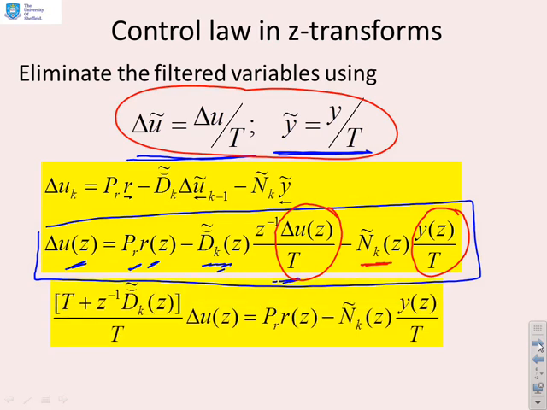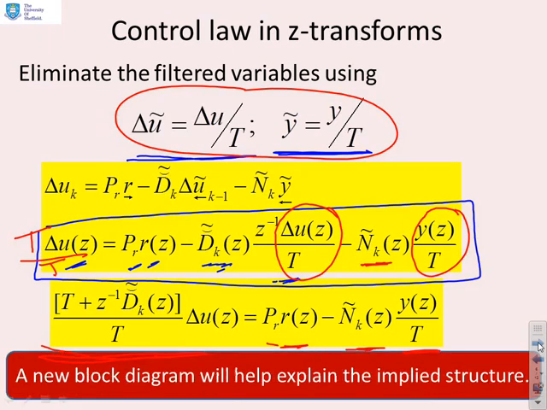Now, what I can do is multiply the left-hand side by T. So in other words, I can write T delta u over T, and then I can move all the delta u's to the same side, and I get this. You see I get (T plus z inverse D_k check tilde) all over T times delta u equals PR times r minus N_k tilde(z) times y over T. Now again, I've done this fairly quickly because the algebra is moderately straightforward.